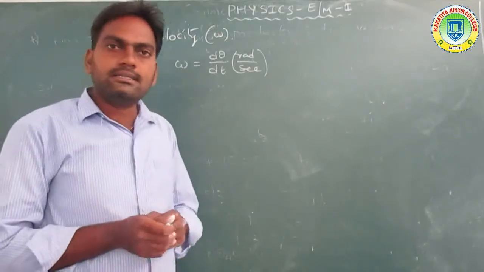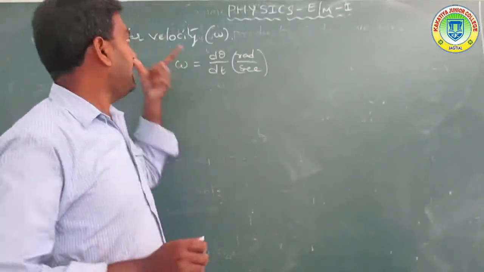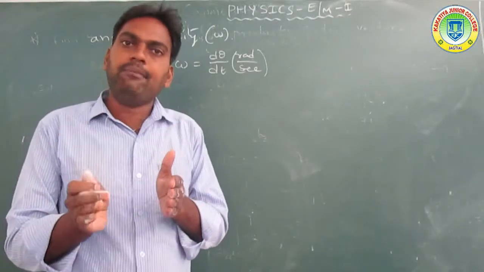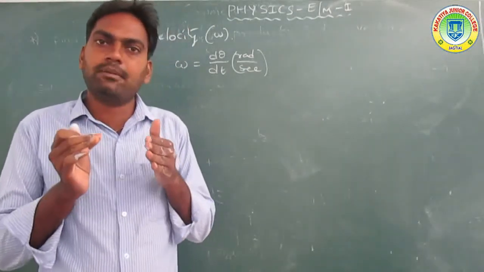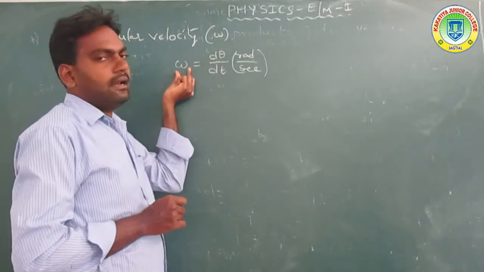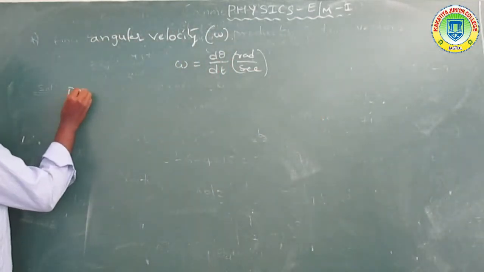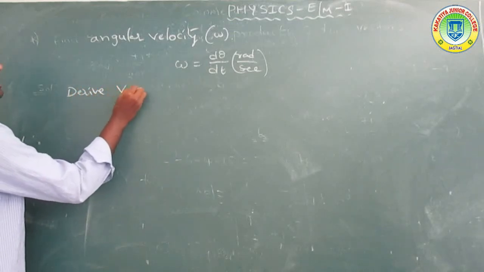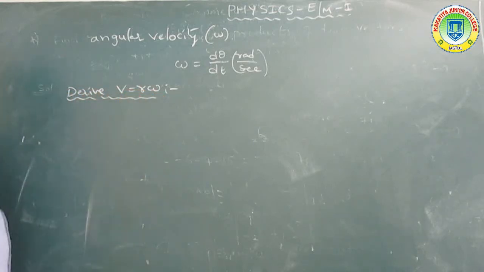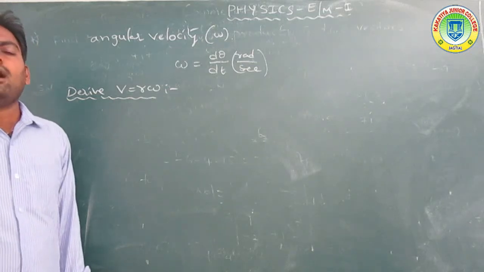What is the meaning of velocity? Displacement by time is called velocity. But here, angular velocity is nothing but angular displacement by time. So now prove that. Derive the equation V is equal to R omega. It is a very important topic.